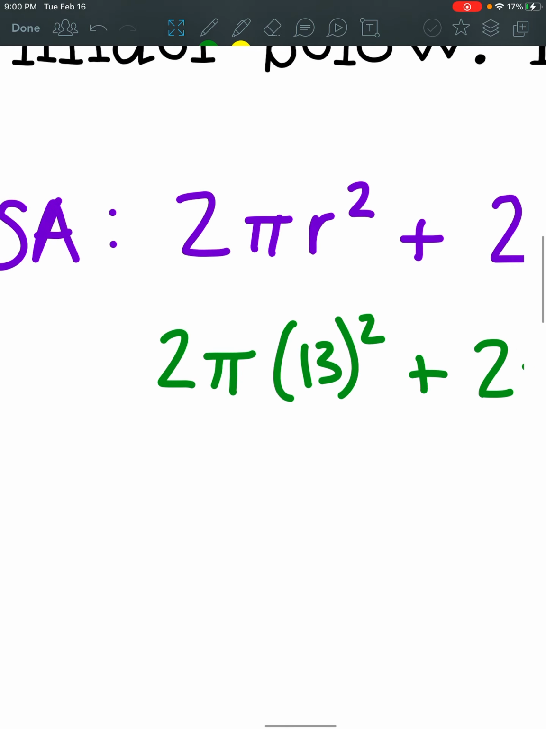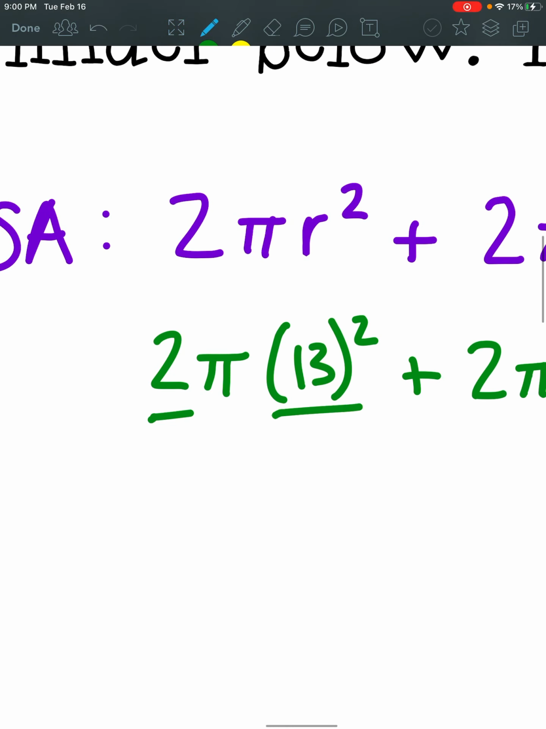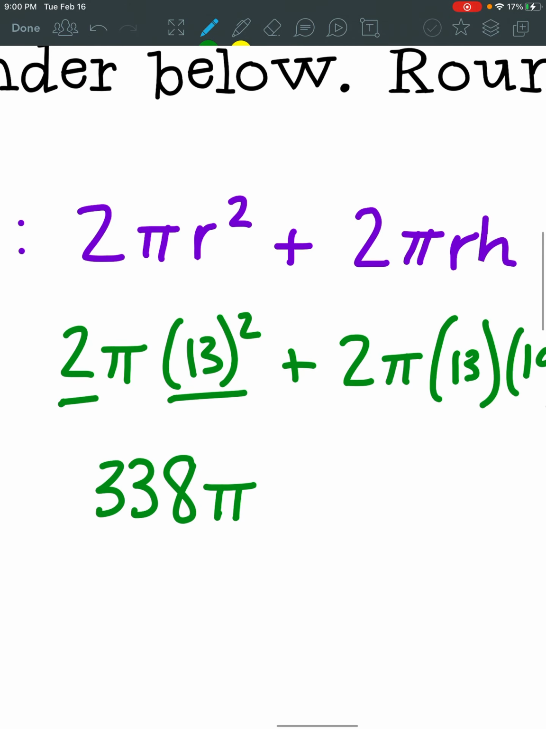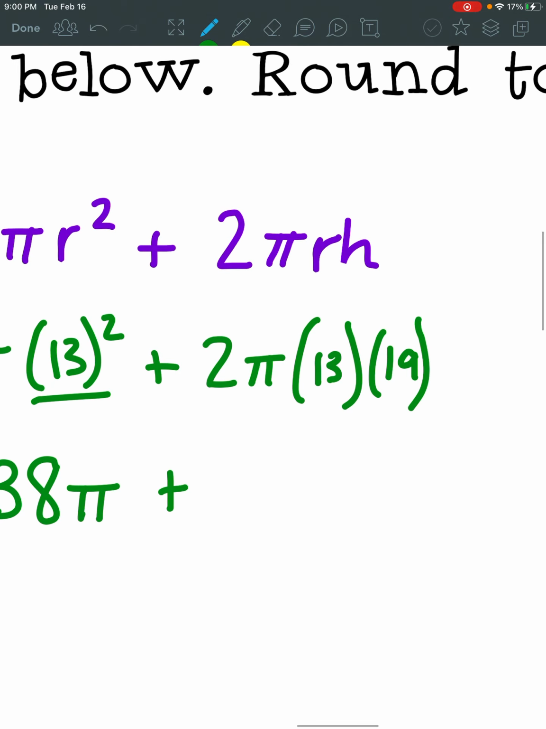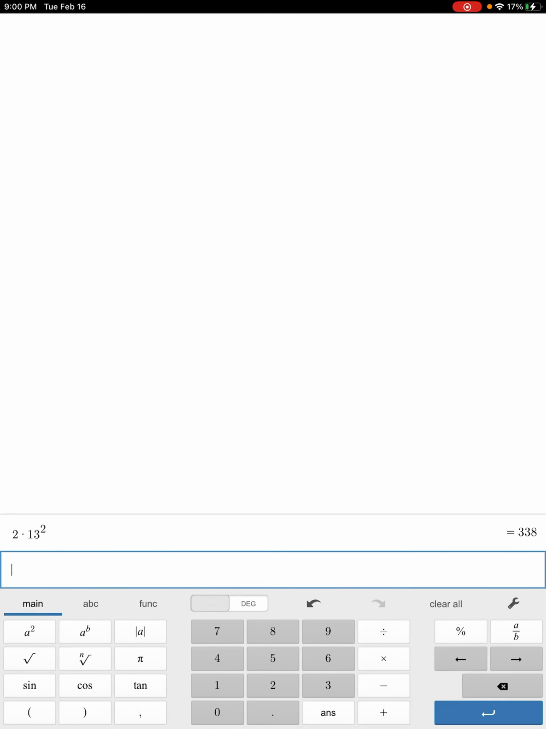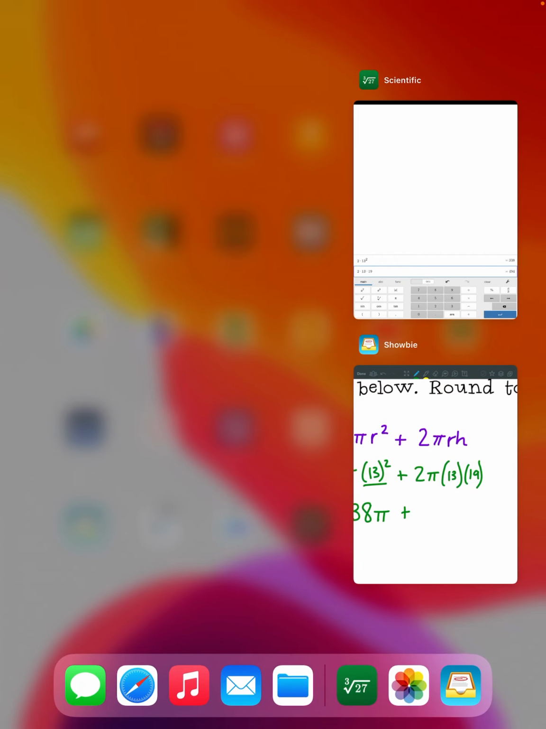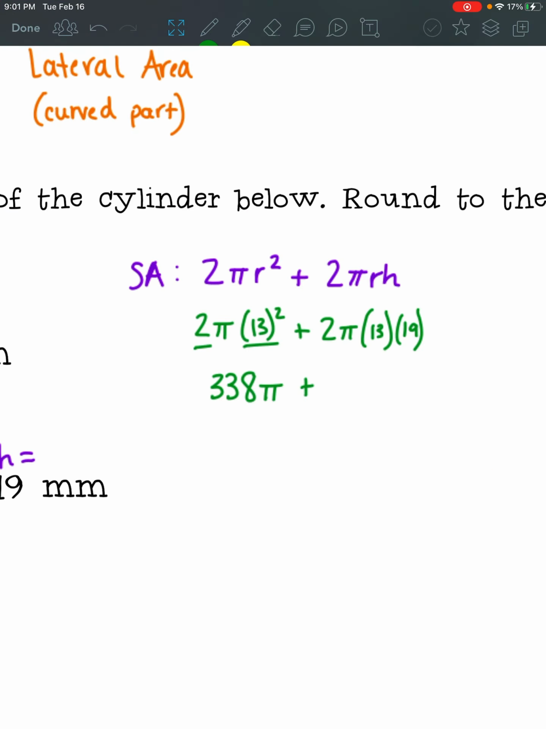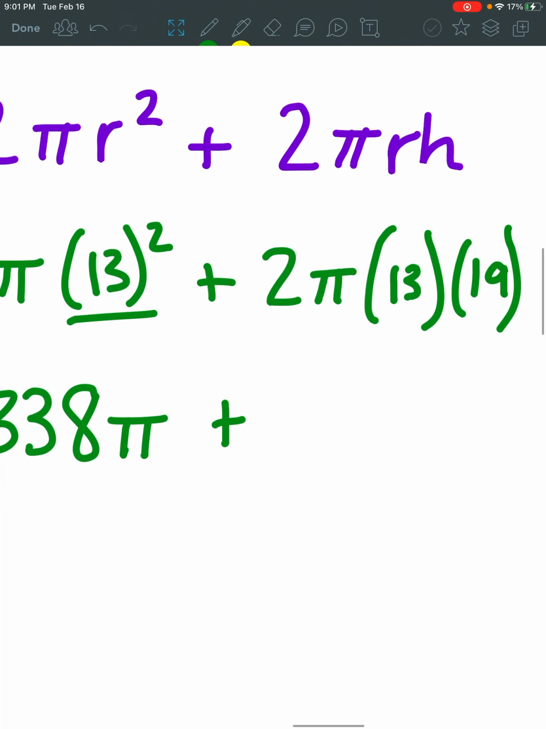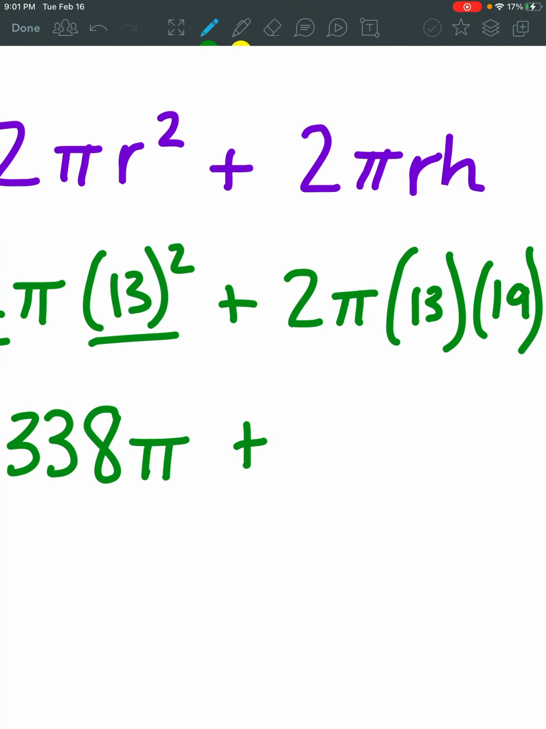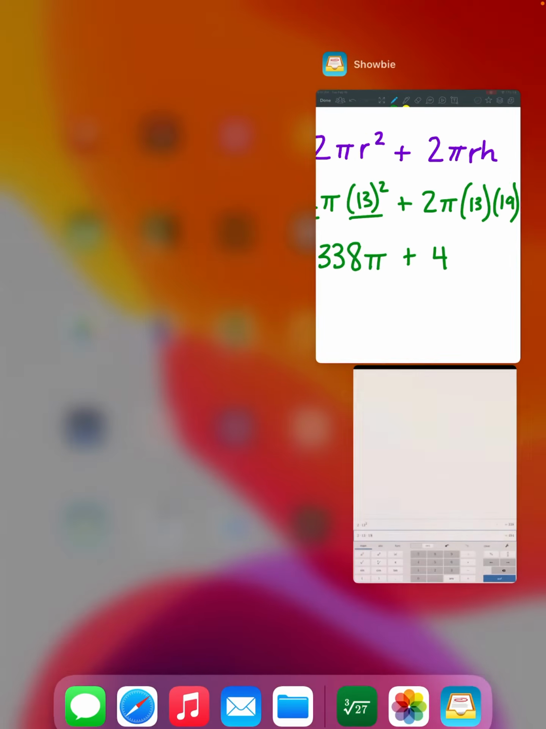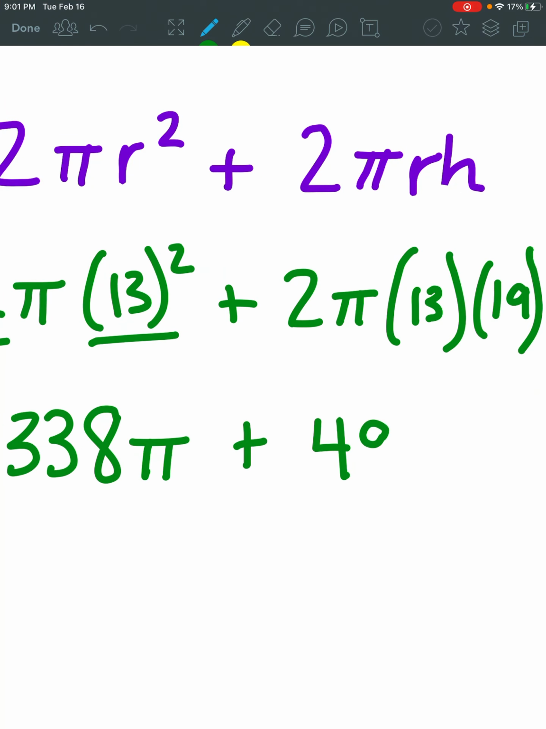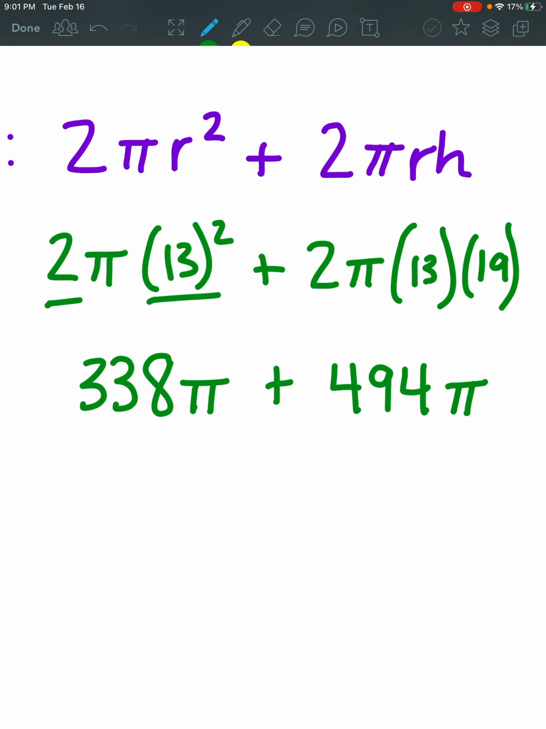Like I said, I just did 2 times 13 squared, so 338. I haven't multiplied by pi, so I'm going to leave that there. Then the second part, again, I'm going to multiply everything except for the pi. So 2 times 13 times 19 is 494. The reason I'm doing this is sometimes we are asked for the exact surface area, and what that means is an exact answer would include pi in it.